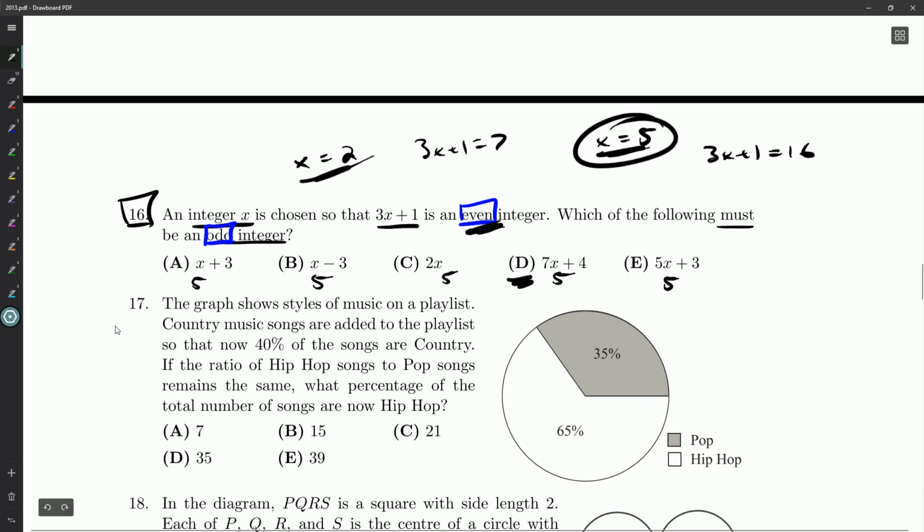But there we go. We see our answer to question number 16 is D, and we can move right along to question number 17.